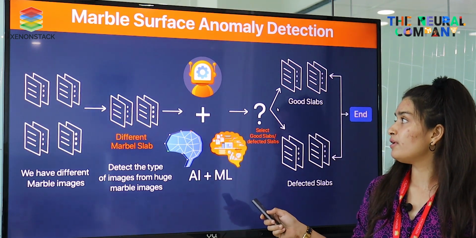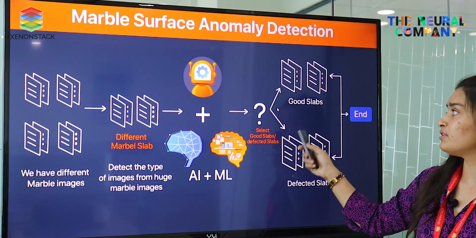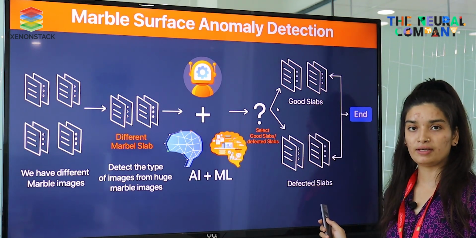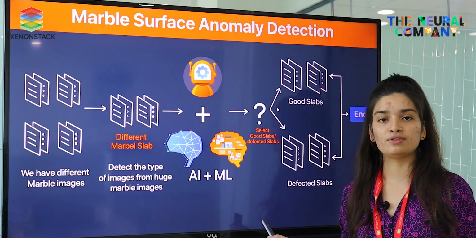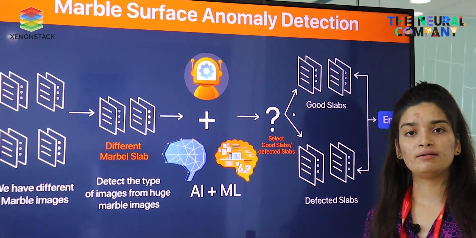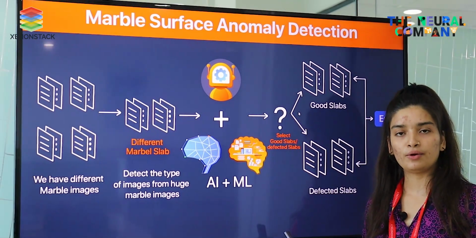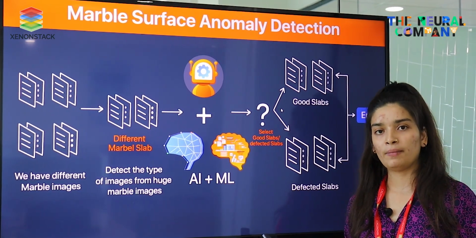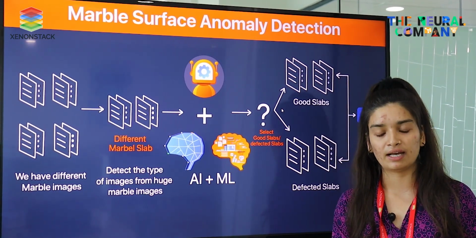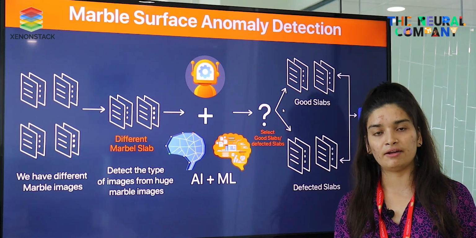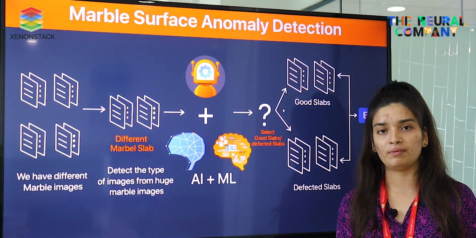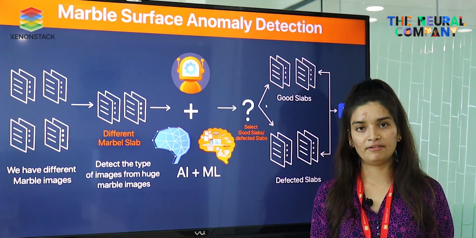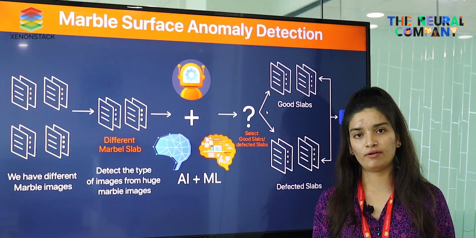So we automate the whole process and detect which marble slabs are good and which are defective. By using RPA, with the UiPath automation tool, we run the Python script in UiPath and detect which marble slabs are good and which are defective from the huge amount of images. This is the overall working flow of the solution. In the next slide, we discuss the implementation flow.